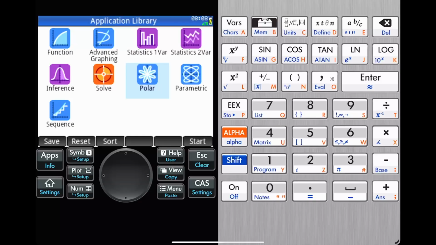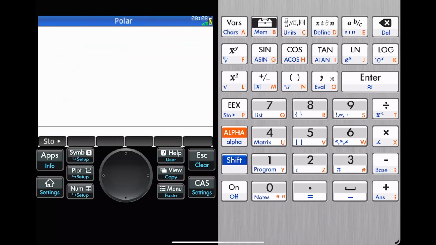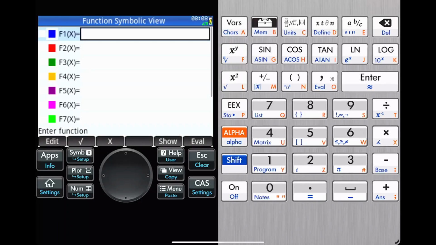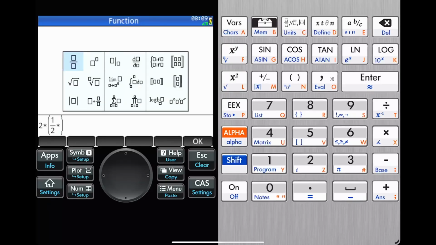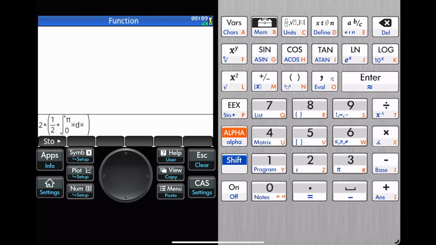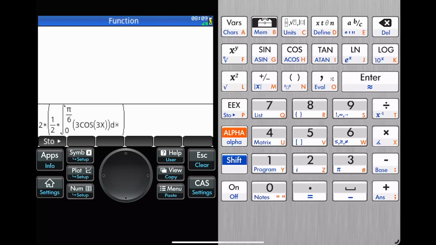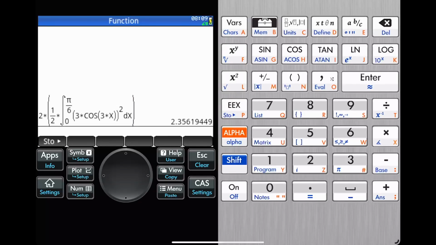But I don't want to be in polar mode, because, I mean, you can do integrals in polar mode, but I think that sometimes there's been some issues with that. I think you should just go back to function where we're comfortable, and we can do it. So we'll do this first one. 2 times 1/2 times the integral from 0 to pi over 6 of 3 cosine 3 x, 3 theta, whatever, dx. That was my half petal times 2, and I'll get an answer.